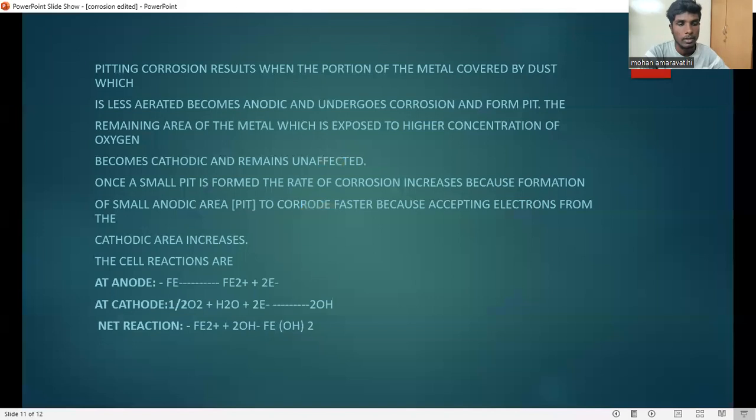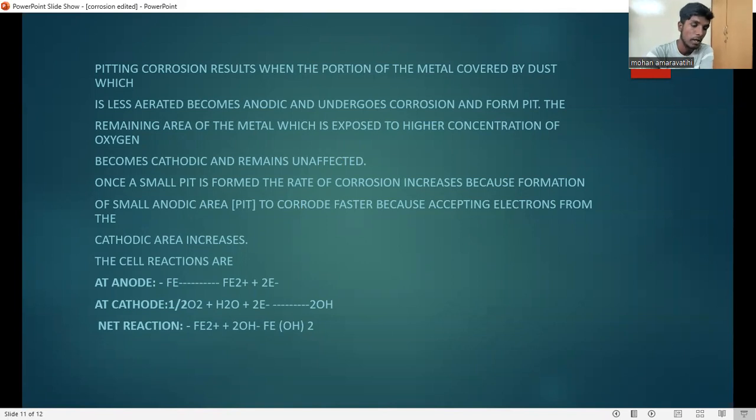Next, pitting corrosion results: the portion of metal covered by dust, which is less aerated, becomes anodic and undergoes corrosion, and the remaining area of the metal, which is exposed to a higher concentration of oxygen, becomes cathodic and remains unaffected. Once a small pit is formed, the rate of corrosion increases, because the small anodic area corrodes faster, accepting electrons from the cathodic areas and increasing the cell reaction.